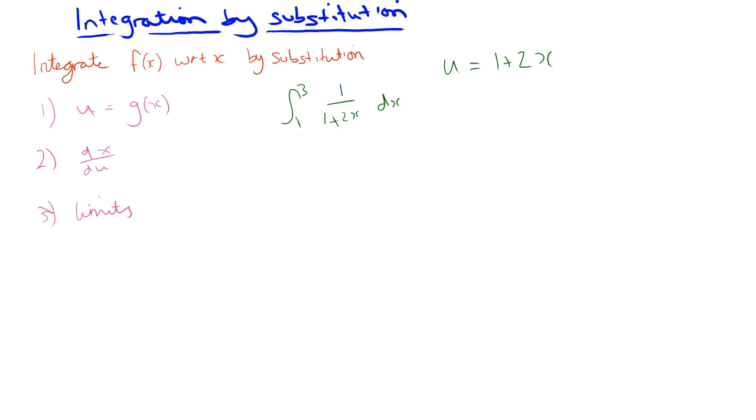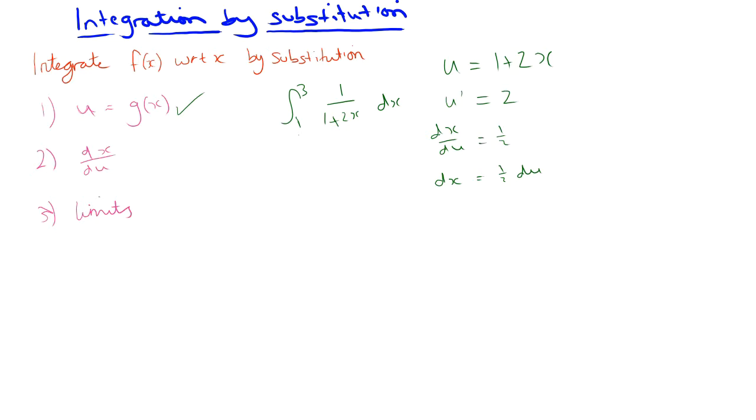So now we've done number 1, we'll move on to 2. So we want to find the derivative of x with respect to u. So first of all, we're going to find du by dx, which is going to be 2. So that means that dx by du is going to be a half. And we can write this as a half du, almost as if we were multiplying by du on both sides.